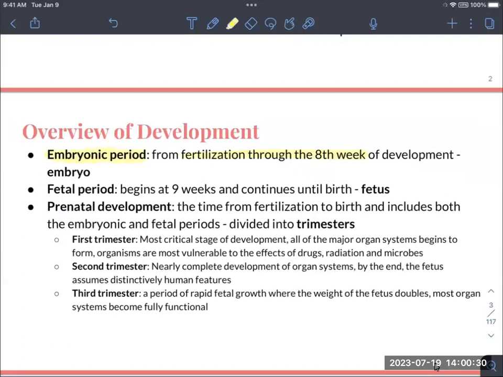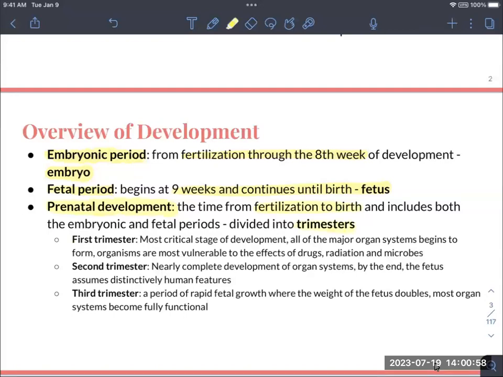So this is the embryo that is developing. Fetal period is 9 weeks to birth. They are known as the fetus. This prenatal development is technically from fertilization to birth. It puts together the embryonic and fetal periods, and we divide them into trimesters.